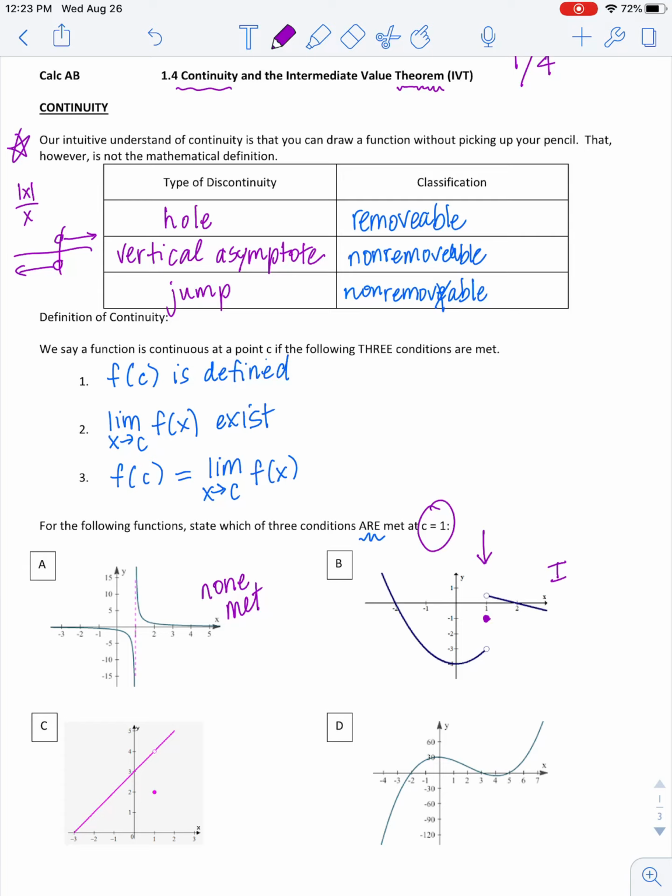Graph C, the function is defined. We've got this point at (1, 2), so 1 is true. The limit does exist, right? Because as I approach from the left and the right, both of my limiting values come to the number 4. So the limit does exist.